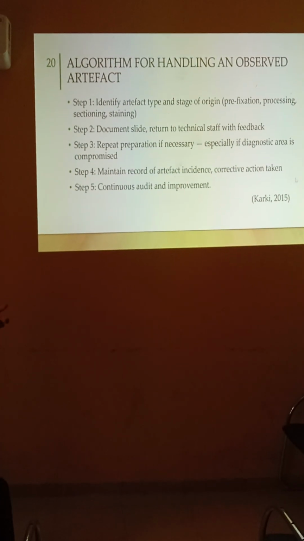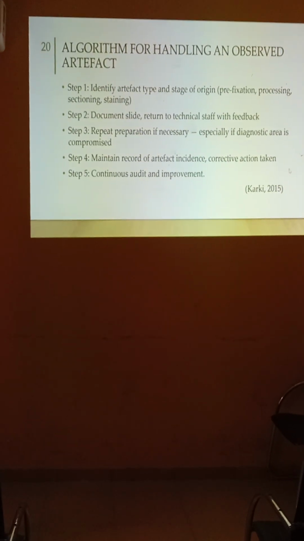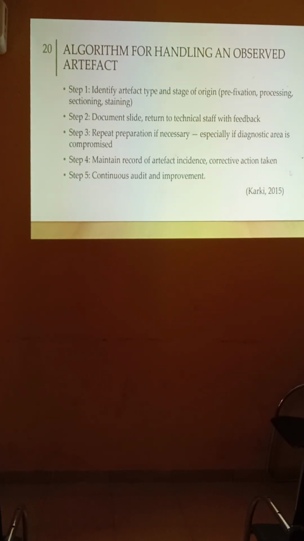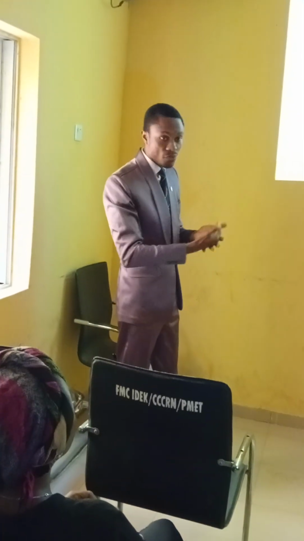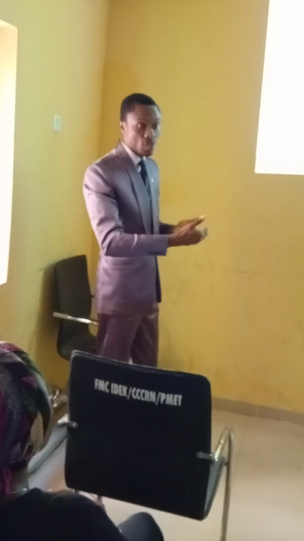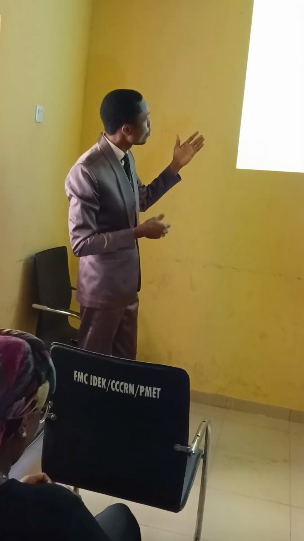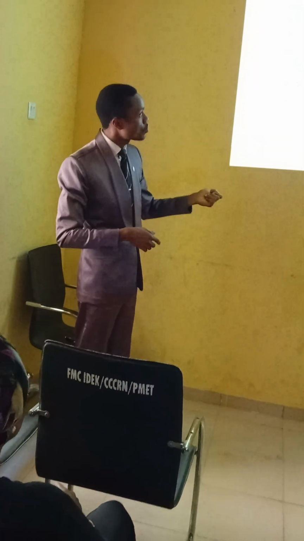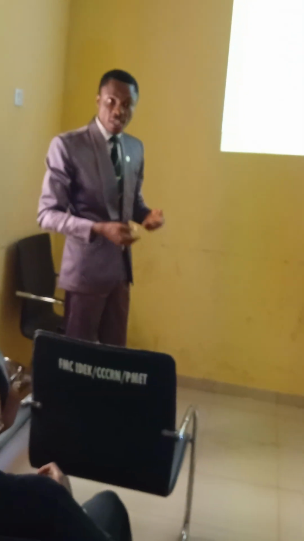The next slide: the approach for handling and observing artifacts. So when you've identified an artifact, how do we go about it? The first step, you identify the artifact type, and then you state the particular origin it is from, either from prefixation, during processing, or sectioning or staining. The next step, you document the slide, then you return it to the technical staff with feedback. The third, you repeat the preparation if necessary.